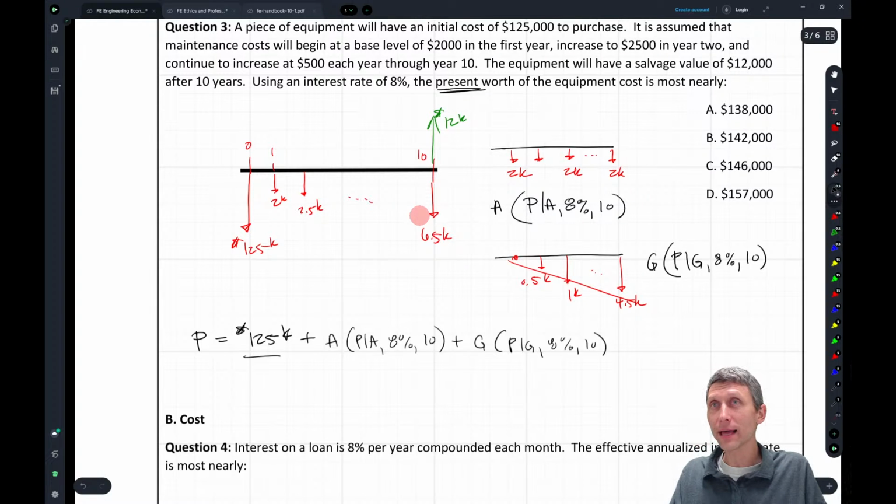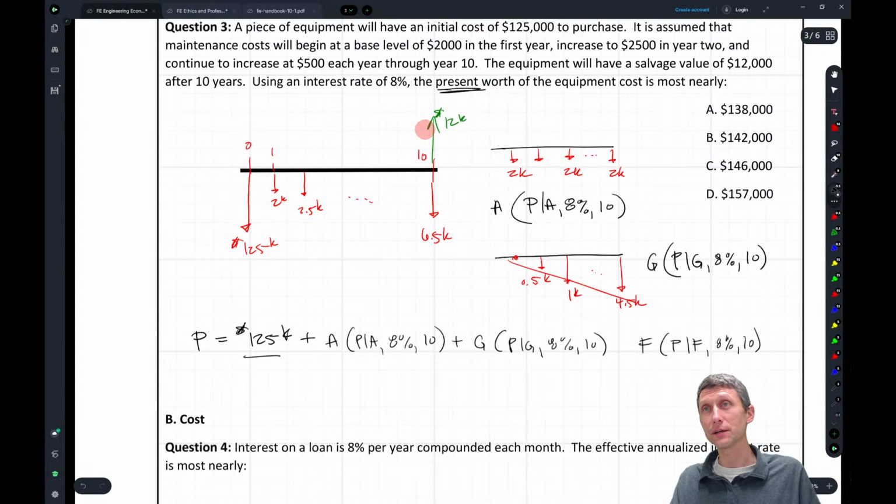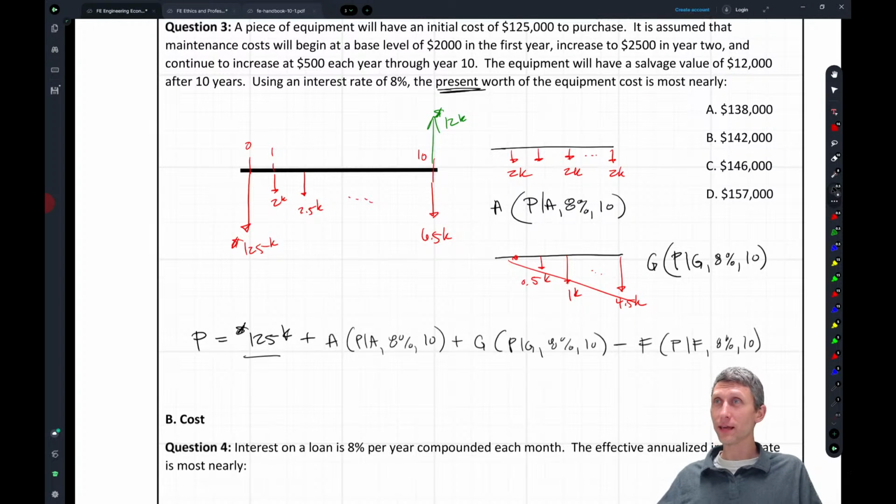And then the last thing here is this $12,000. This $12,000 is a salvage value. So we're going to take the future value times the present given the future value at 8% for 10 years. One of the things you have to be careful about here is these costs are all adding up, right? Because these are all costs. This is actually a benefit. This is something you get back. And what we're going to do is actually subtract that one. So let's go look at factors and take a look at this.